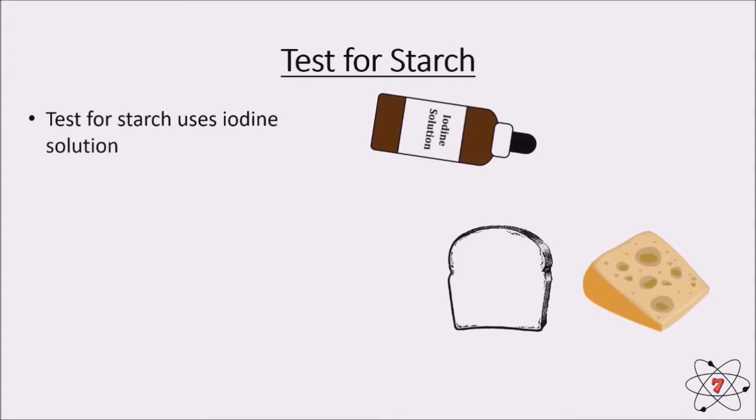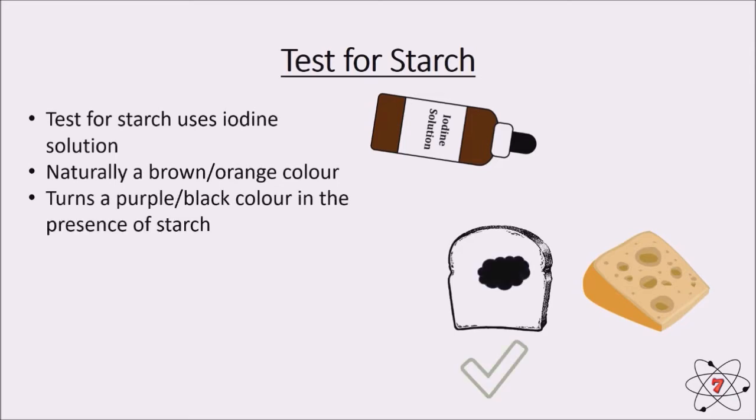Now, in order to test food for starch, we use iodine solution. Iodine solution is naturally a brown or an orange colour. So when we look at iodine, normally it's brown or orange. However, if we put iodine solution onto food that contains starch, the starch will react with the iodine and it will turn it purple or black in colour. The purple will be very, very dark.